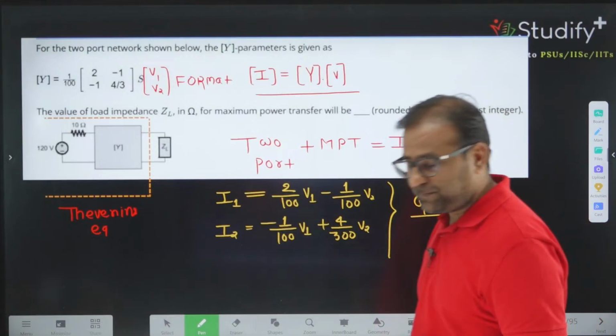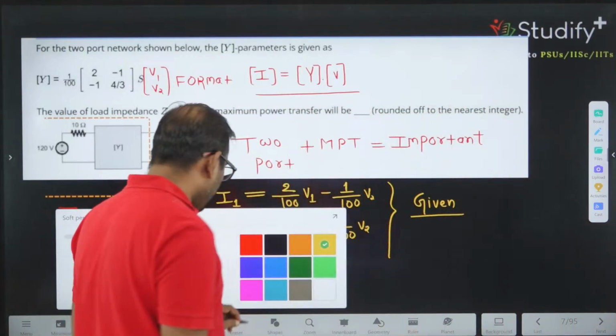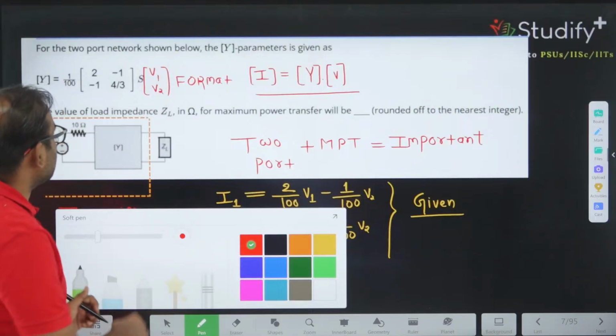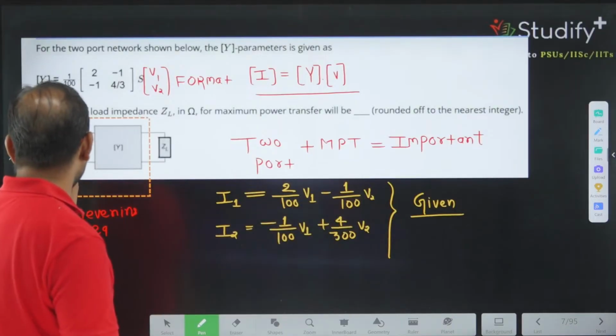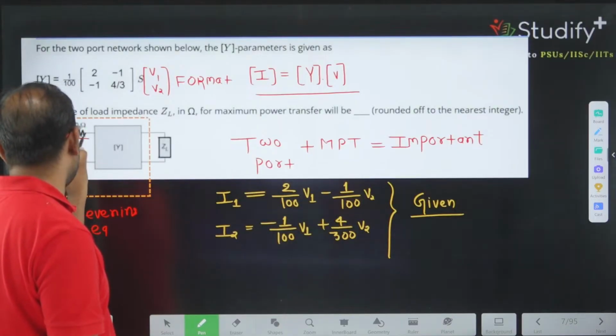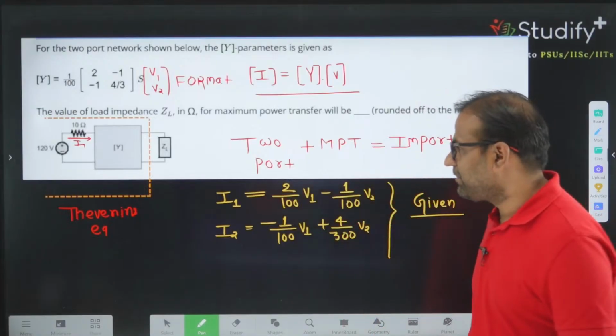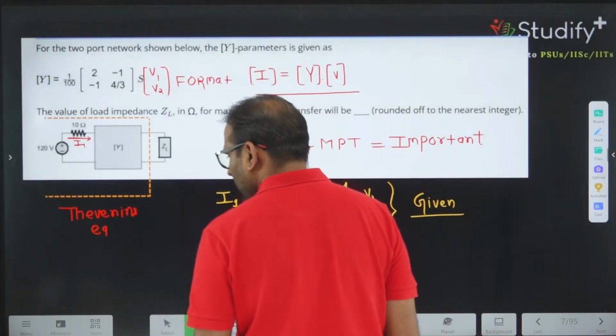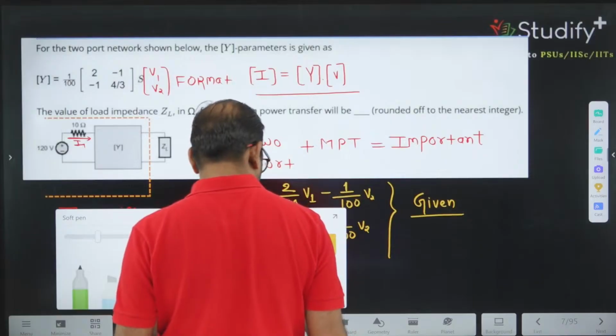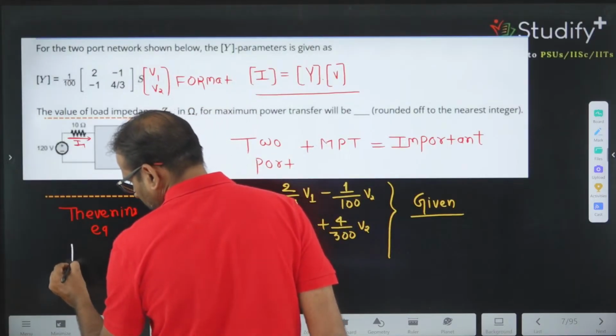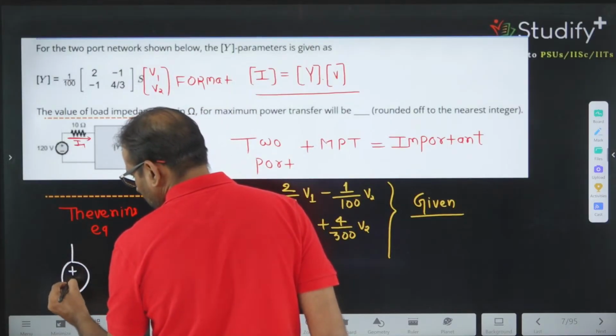What else is given? One more piece of information: here we have current I1. This current is I1. If this current is I1, what is the format we have here? It is 120 volt.